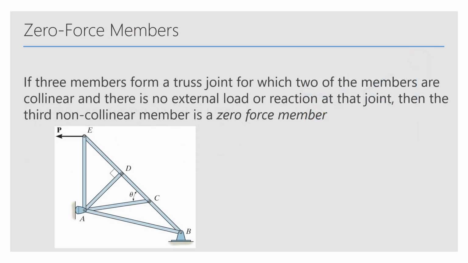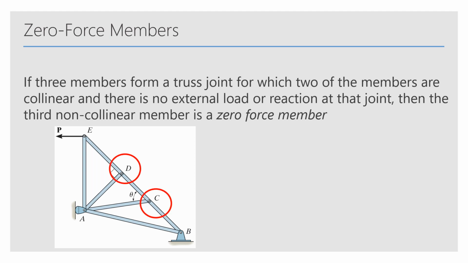Another way we can find a zero force member is if two of the three members at a truss joint are collinear and there is no external load or reaction on the joint, and then there's a third non-collinear member. This third member would be the zero force member.